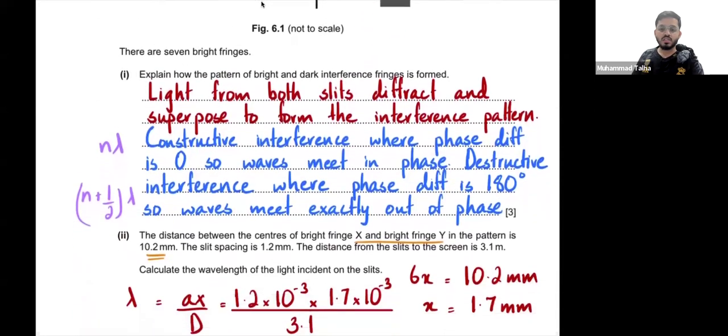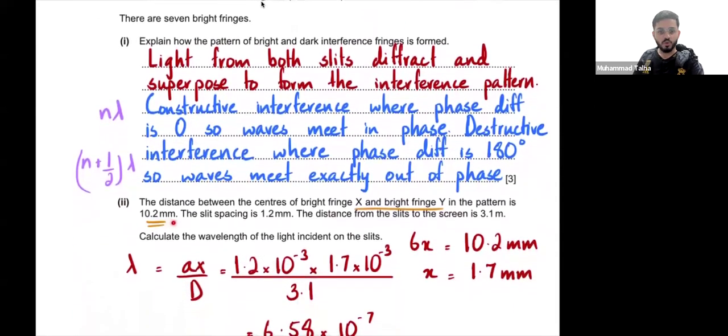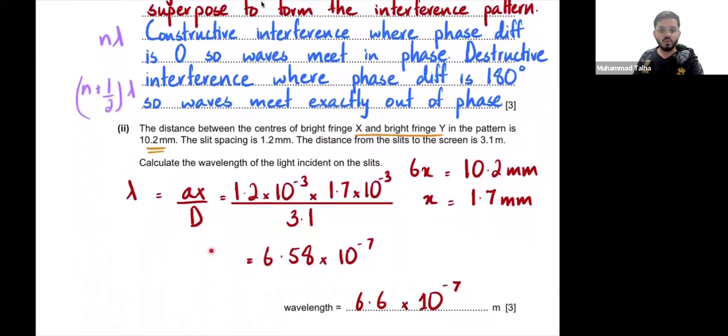So this is 6 fringe separations, which is given as 10.2 millimeters. I divide by 6 to get 1 fringe separation. The slit spacing, a, is given. The distance from the slits to the screen is given. All I have to do is use the Young's double slit equation and find out the answer.